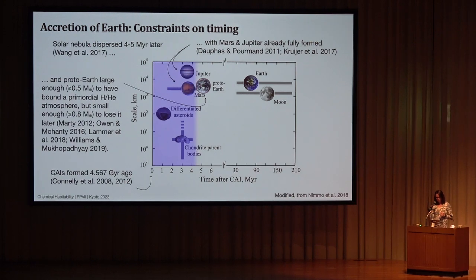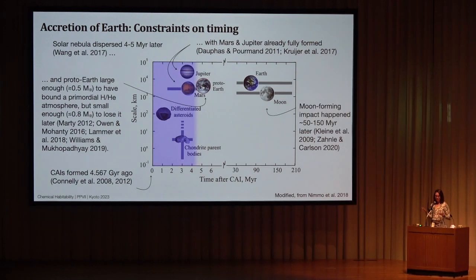And then we have the moon-forming impact, which is arguably the most dramatic event in the history of the Earth and the Moon, I guess, which occurred some 50 to 150 million years after the formation of the solar system, after the nebula had dispersed.